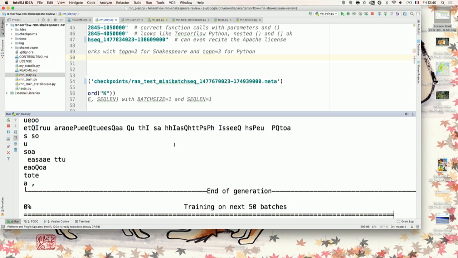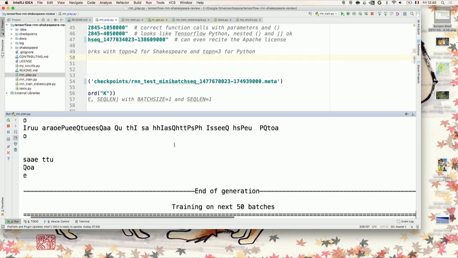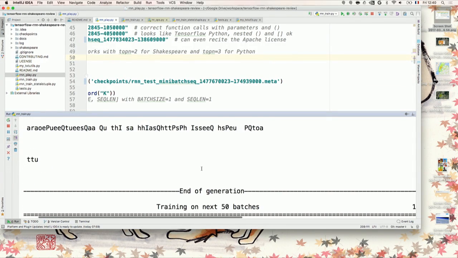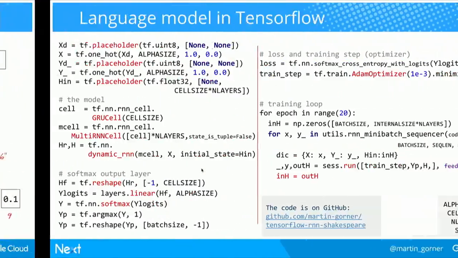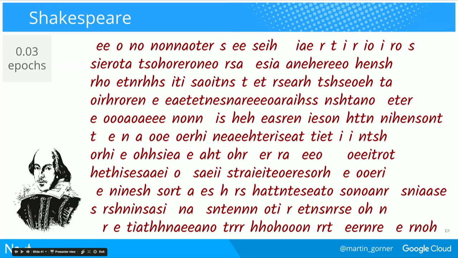It's training. It's a bit slow on my machine. I usually have a GPU connected here, it brings me a nice 10x speed up, well, 6x roughly. But still, it has done 50 more batches. I will leave it running. Let's go and see on the slides what it is. So at the beginning, it gives you this. As I said, not quite Shakespeare.